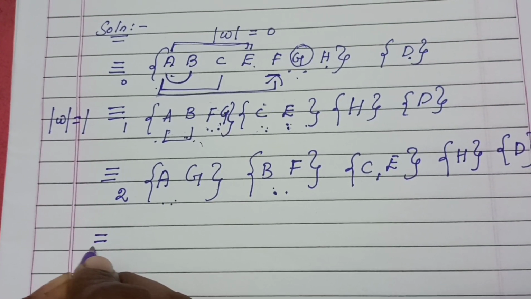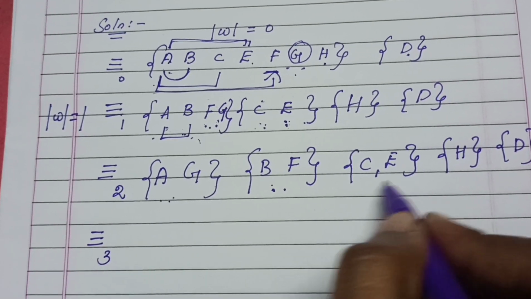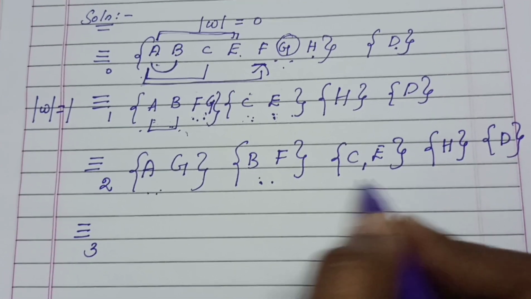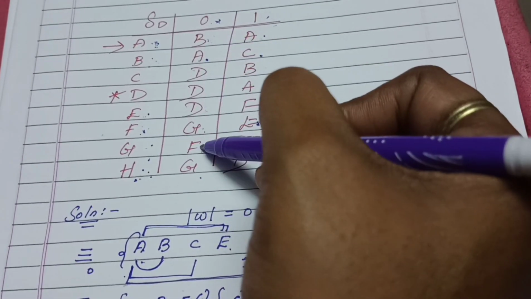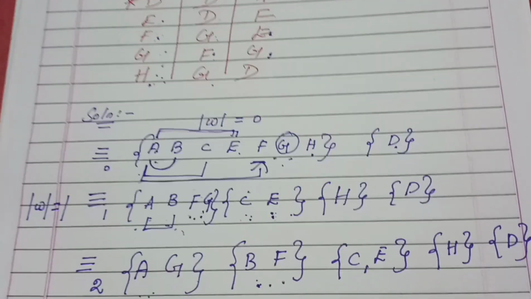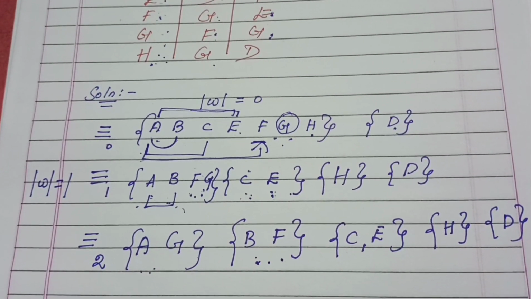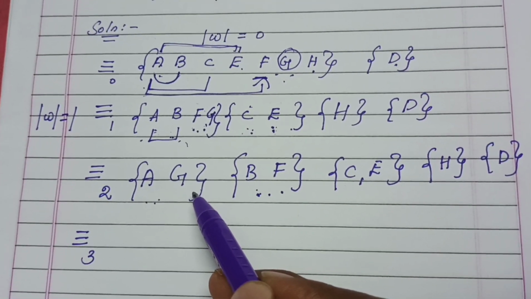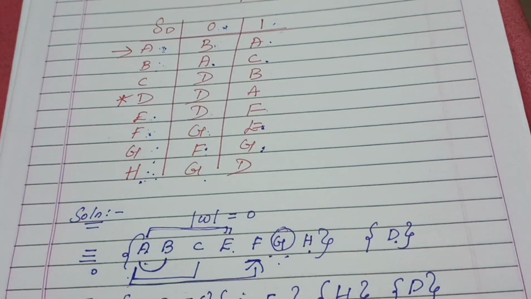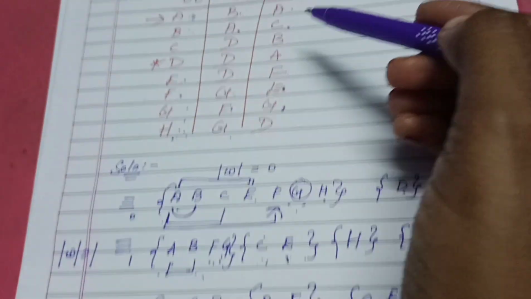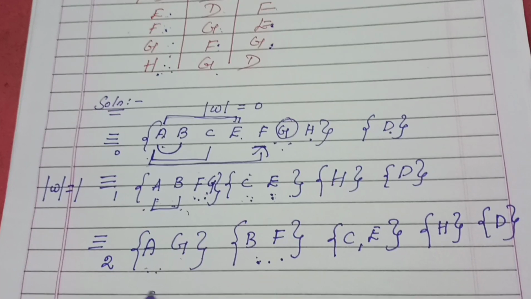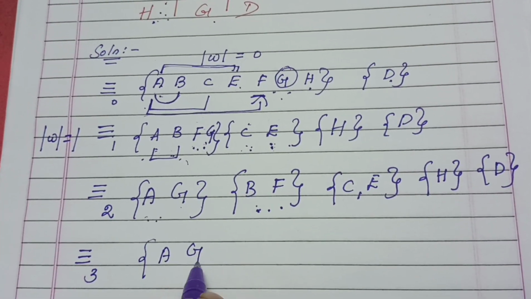What about equivalence class 3? So all these three subsets you have to check now. A and G on reading 0 it goes to B and F. Same set. When you are building equivalence class 3, you have to build it from equivalence class 2. So A and G on reading 0, it goes to B and F, which belong to the same set. A and G on reading 1, it goes to A and G. So here also A and G are indistinguishable.